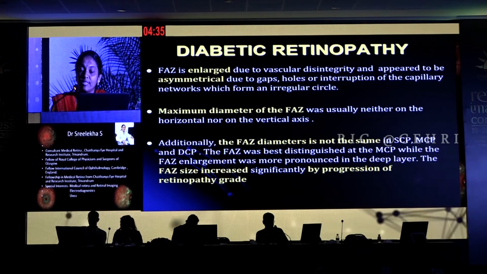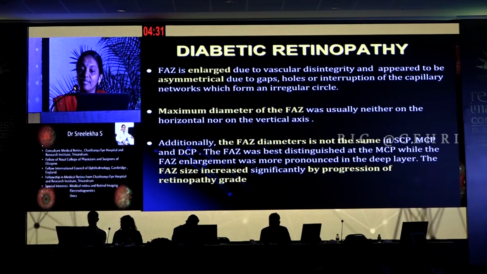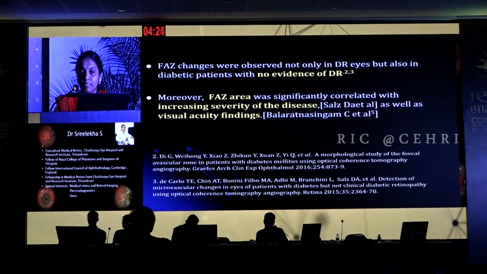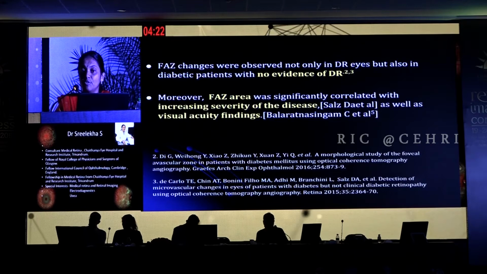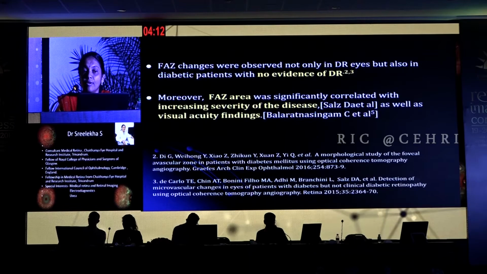FAZ was best distinguished at the middle capillary plexus, while the FAZ enlargement was more pronounced in the deeper layers. FAZ size increased significantly with progression of the retinopathy grade. FAZ changes were observed not only in diabetic retinopathy, but also in diabetic patients with no evidence of diabetic retinopathy. Those were the changes in preclinical diabetic retinopathy, which was already discussed yesterday. FAZ area was significantly correlated with increasing severity of the disease as well as visual acuity findings.